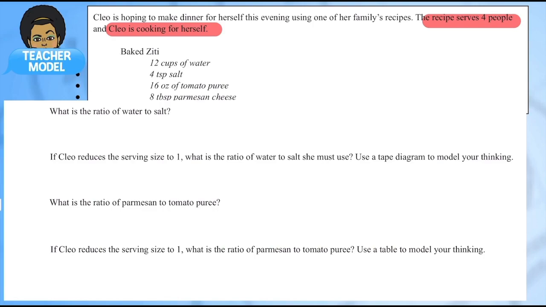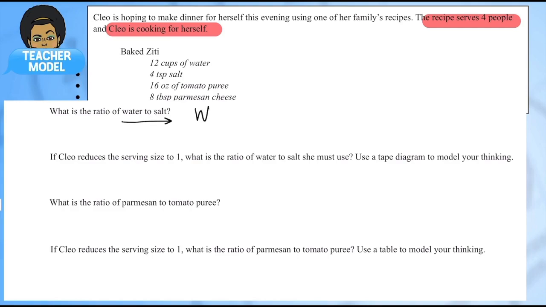Let's look at the recipe for baked ziti. She uses 12 cups of water, 4 teaspoons of salt, 16 ounces of tomato puree, and 8 tablespoons of Parmesan cheese. So let's start off with the first part. Just what is the ratio of water to salt? Let's get some practice in. And just remember, we're looking at order, water to salt.